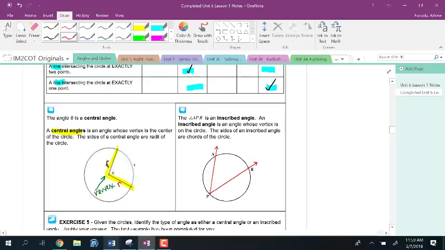Now there's another type of angle that's called an inscribed angle. And if you notice, an inscribed angle looks different than a central angle, and that's because it's created differently. Here the vertex is on the circle, not inside, specifically in the center, but it is a point on the circle. And this time, what's creating the angle is not radii, but chords.